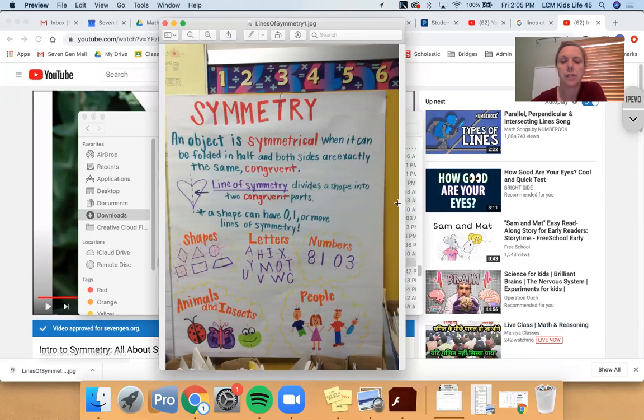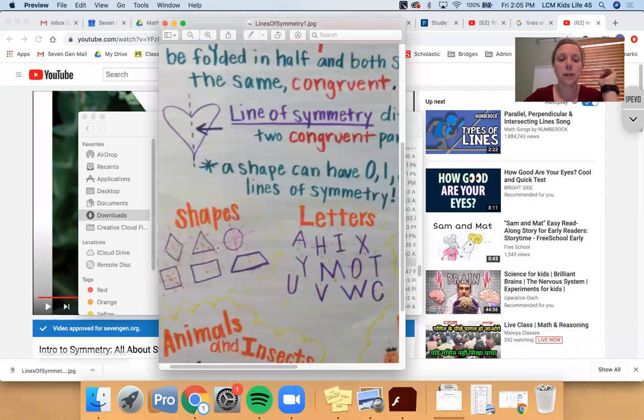Okay, so this has a definition. An object is symmetrical when it can be folded in half and both sides are exactly the same, congruent. Lines of symmetry divides a shape into two congruent parts. So congruent means that they're the same exact thing on both sides. A shape can have 0, 1, or more lines of symmetry. So here, we zoom in a little bit on the shapes over here.